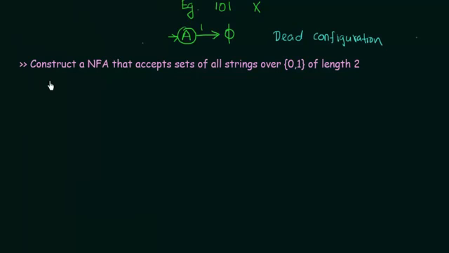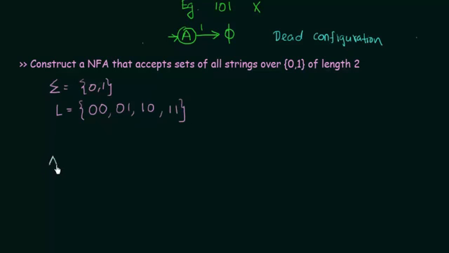Before starting, here our input symbols are 0 and 1, and our language, what will be the set of elements in our language? It is the set of all strings over 0, 1 of length 2. So what will be the set of all strings of length 2 over 0, 1? They will be 0 0, 0 1, 1 0, and 1 1. Okay, now let's see how to construct the NFA for this.